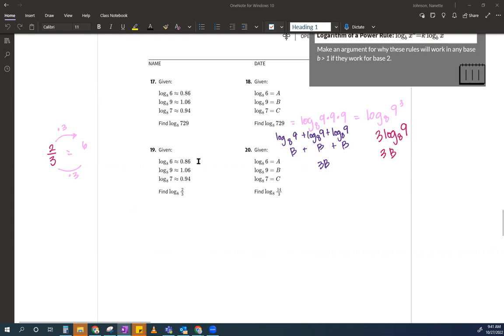So I'm not even going to finish this problem with you, because I think now you get the hang of it. So let's move on to 14 thirds. How would I get 14 thirds from this? Where would I get my 14 thirds from this?